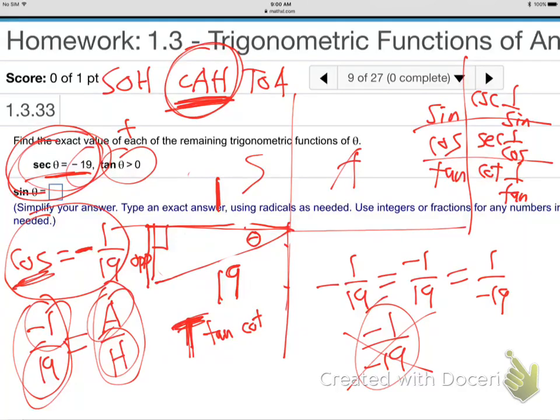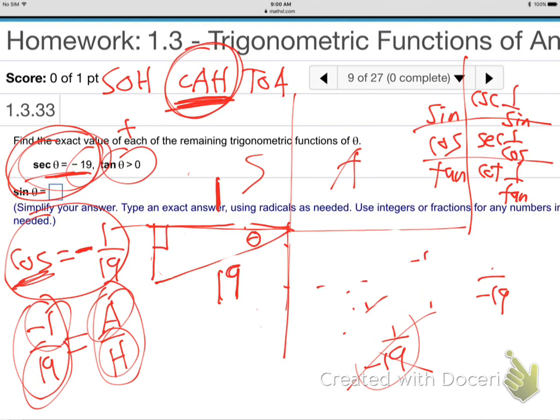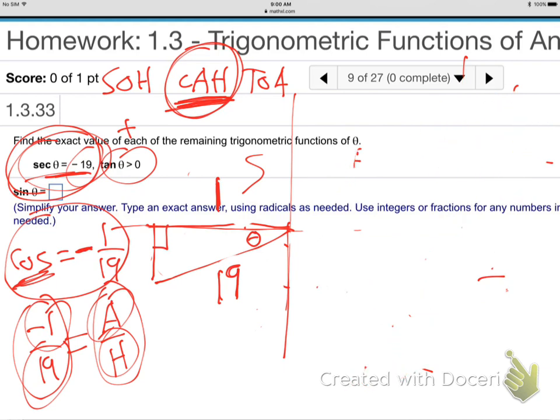I can fix it. What is the other side over here? I need this side. How do I find that side over there? Yeah, it's Pythagorean time, right? Pythagorean time. So let's come on up and do the Pythagorean thing.